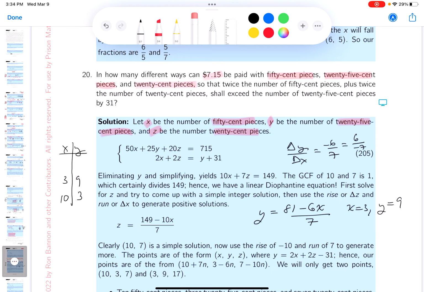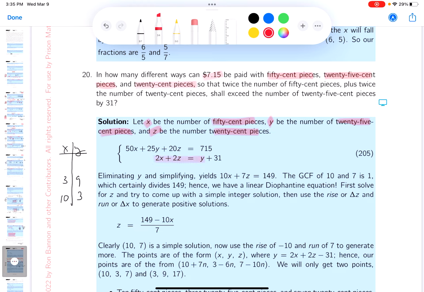These are the only two, but I still got to get the z, right? So I got x and y. I want to get the z now. And I'm going to pick an easy equation to do that, and I'm going to pick this one here. And let's write this down. I think it's an easy one, by the way. So what do you get? Let's try the 3, 9 first. You would get 6 plus 2z equals 9 plus 31, which is 40, right? So you get 2z equals 34, or z would be 17. So this would give me z is 17.